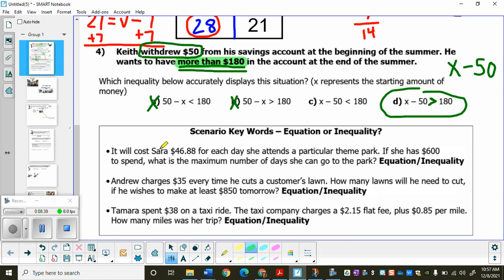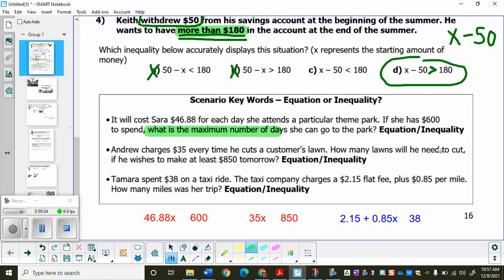It will cost Sarah $46.88 for each day she wants to attend a particular theme park. If she has $600 to spend, what is the maximum number of days that she can go to the theme park? Notice in this case, there's not one set answer. We don't know how many days Sarah's going to go. We just know the most days that she could afford based on the fact that she has $600 to spend.